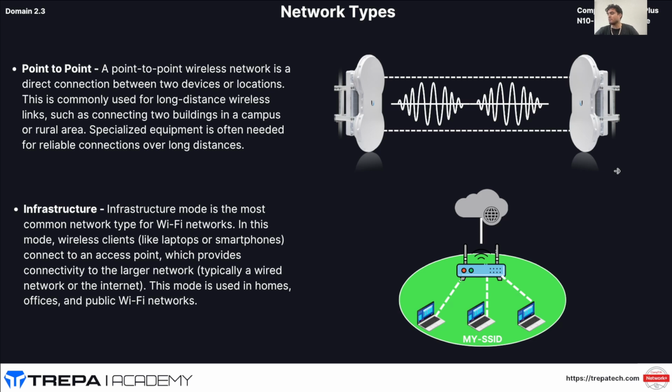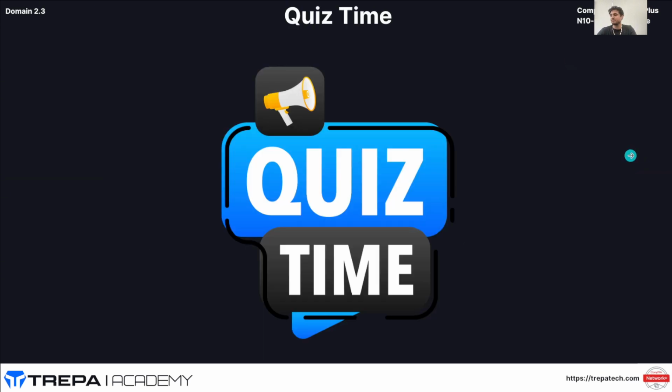And then infrastructure mode. So infrastructure mode is the most common network type for Wi-Fi networks. In this mode, wireless clients connect to an access point, which provides connectivity to the larger network. So what we're saying here is that our access point is actually just getting us back to our distributed backbone network, our actual wired network, okay? Back to our ISP. So this is the mode used in most homes, offices, and public Wi-Fi networks.